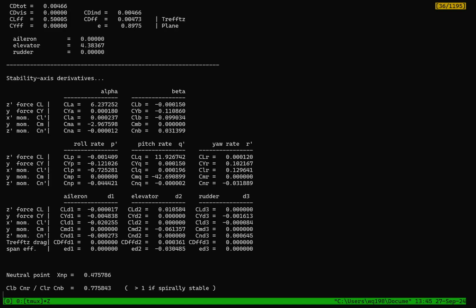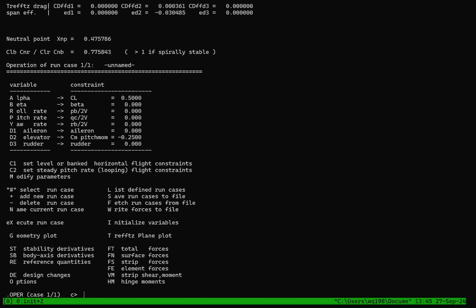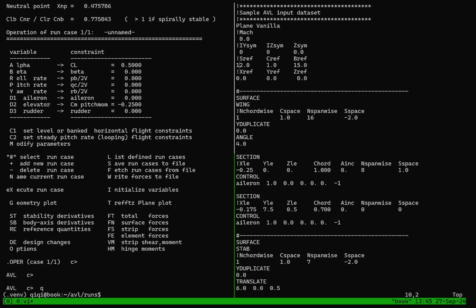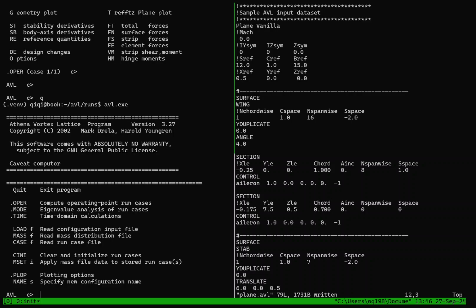Okay, any questions on this? It might be just easier to do this. If my xref is 0.5, I'm going to just do it again. Actually, you do it. Edit the AVL file so that the xref is 0.5. This way, all the moments are going to be non-dimensionalized to the new center of gravity. And redo everything and calculate.